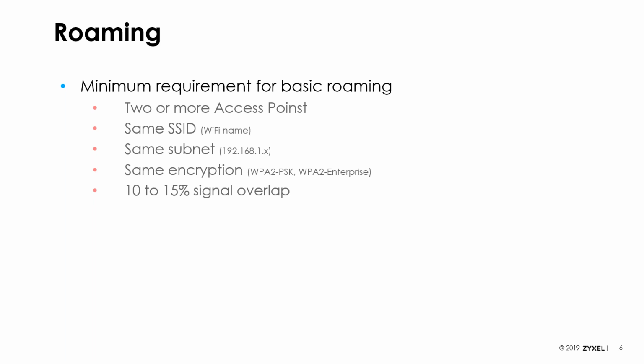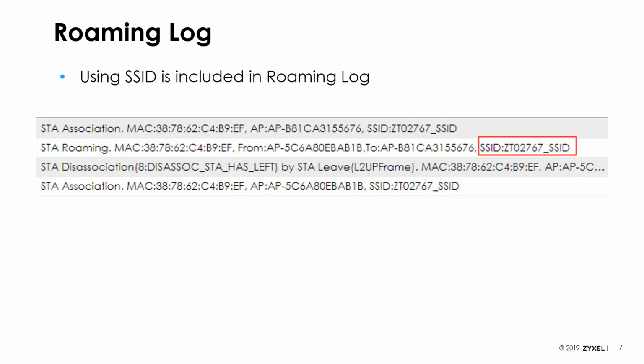Okay. From logging perspective, successful roaming looks like this. So we have a client associating to an AP SSID this. The client is disassociating from this AP or station leaving and associating to the next AP. The station is roaming to the new AP, SSID the same, and then the station is associating with the new AP. So if you are looking from the logging perspective, this is how successful roaming looks.